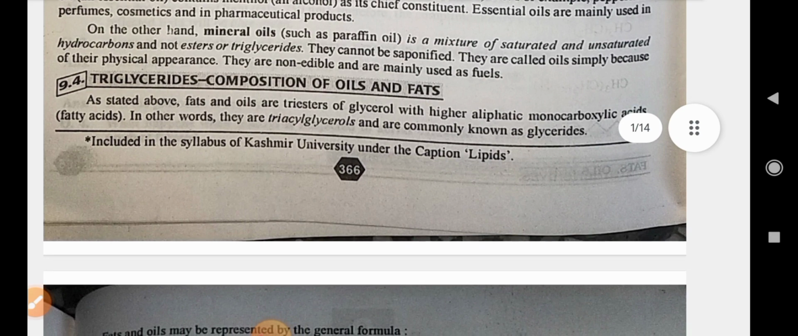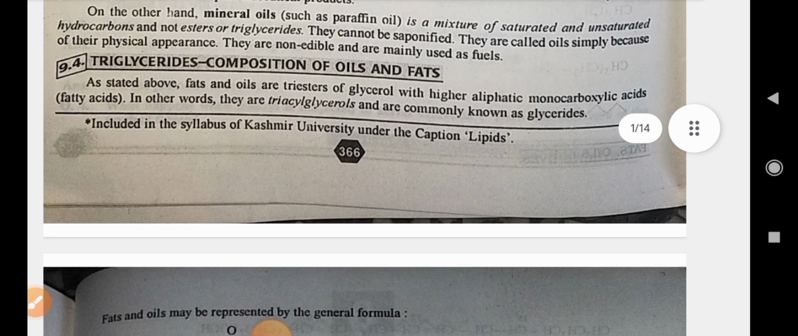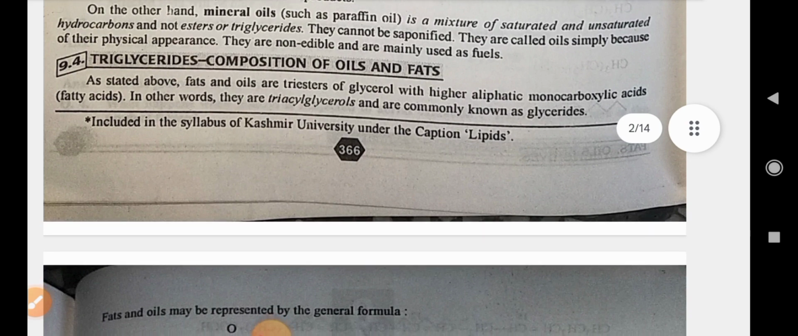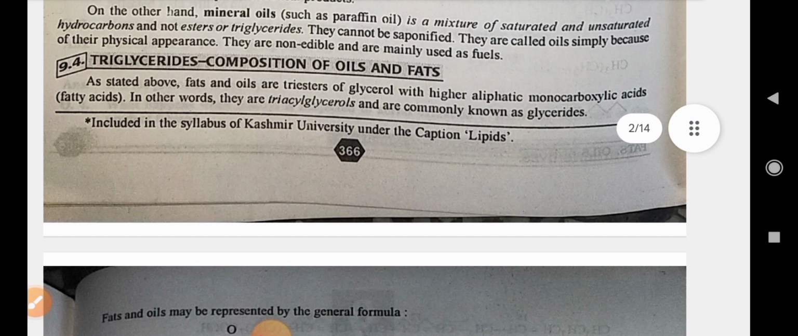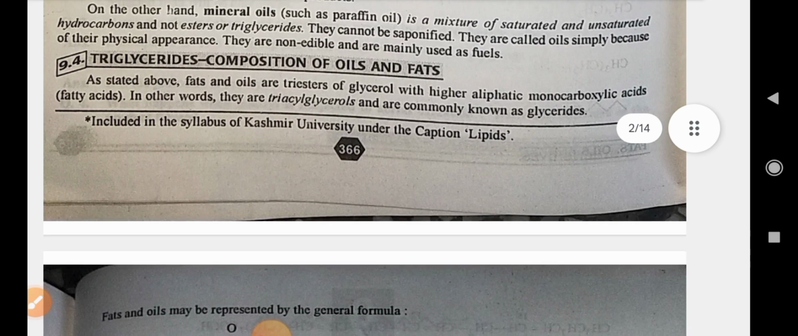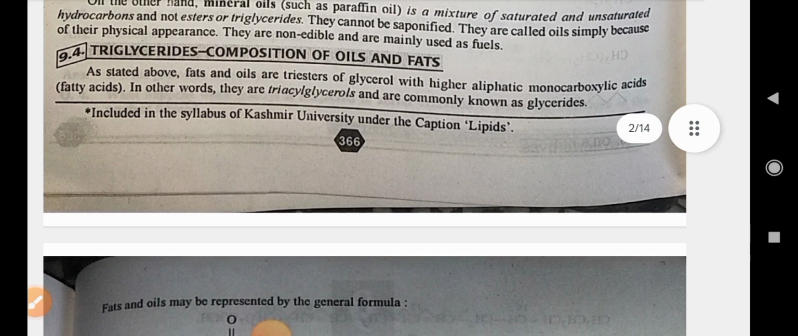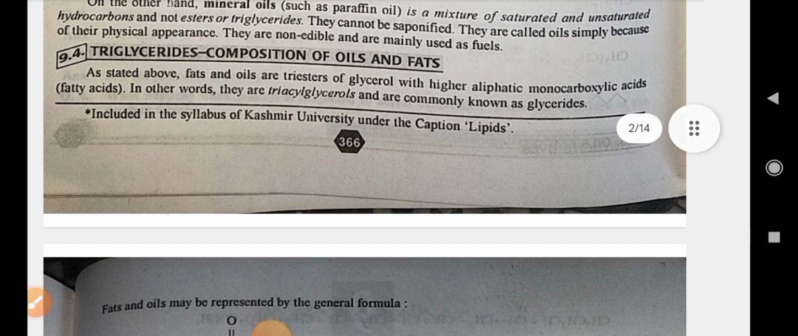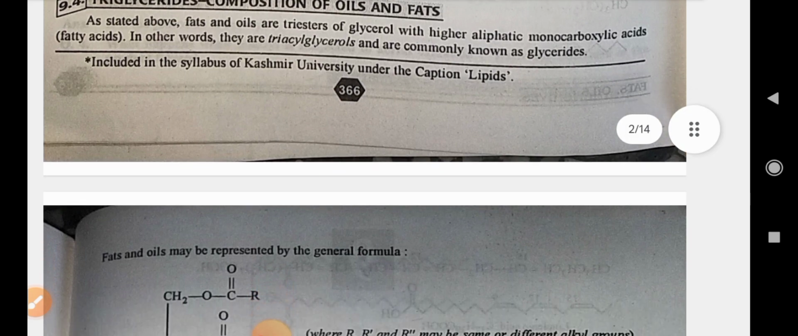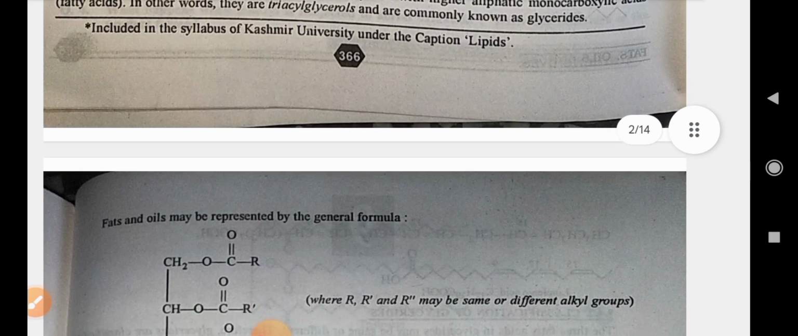triglycerides. They cannot be saponified. They are called oils simply because of their physical appearance. They are non-edible and mainly used as fuel. Triglyceride composition of oils and fats. As stated above, fats and oils are triesters of glycerol with higher aliphatic monocarboxylic acids. In other words, they are triglycerols and are commonly known as glycerides.